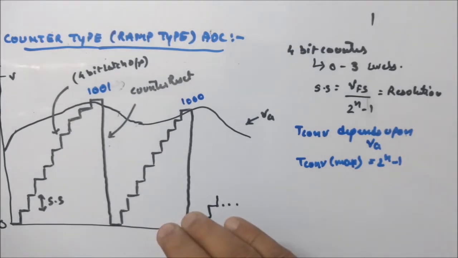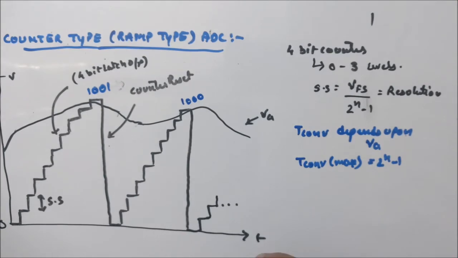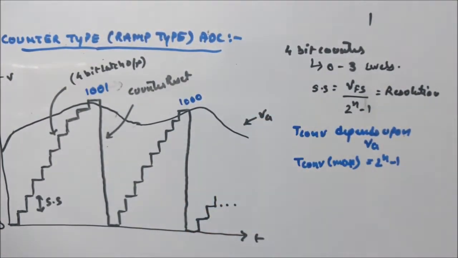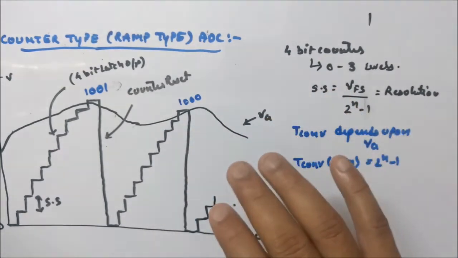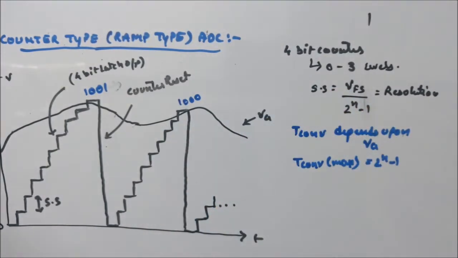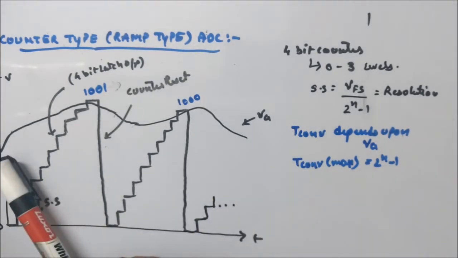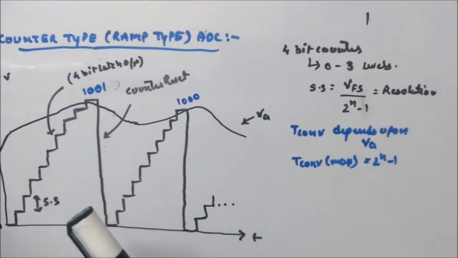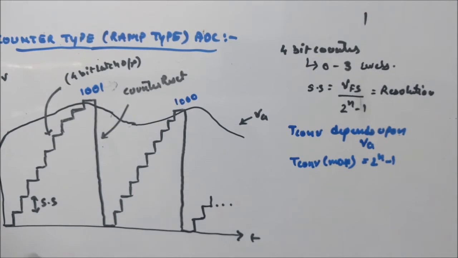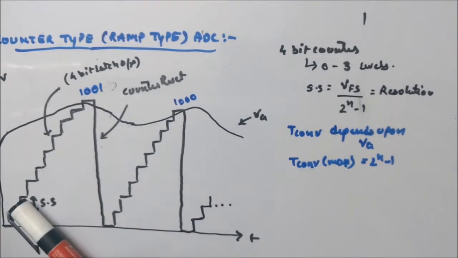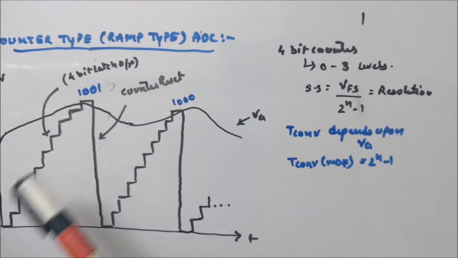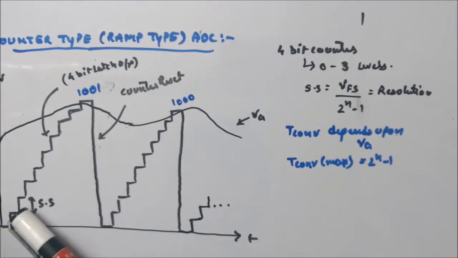So what will happen, initially your counter will be set to 0, all zeros, and we are considering a 4-bit counter just for the example's sake. It can be an n-bit counter. So initially the counter will be reset, and as soon as you apply VA, the counter will start counting, because the comparator output will be logic 1 and the clock will be passed to the counter.